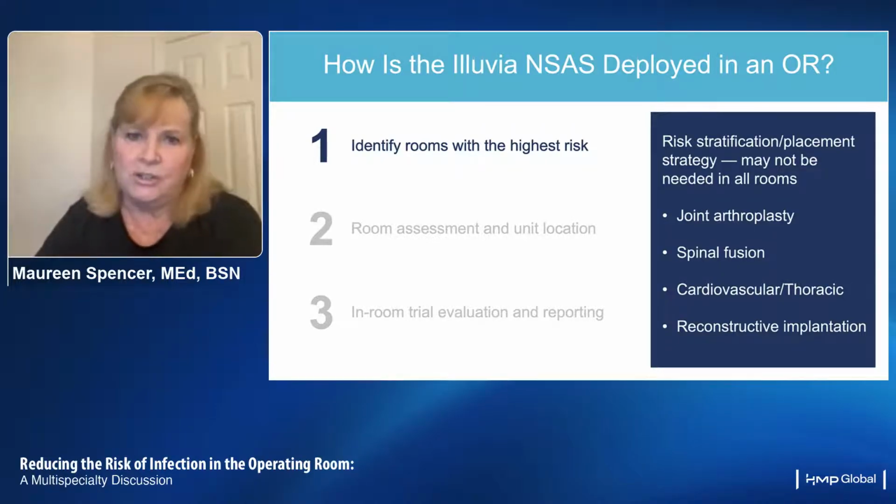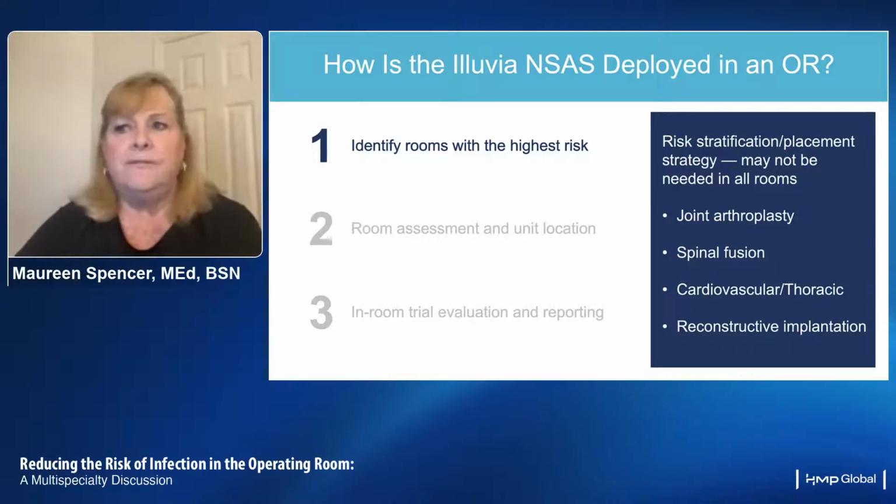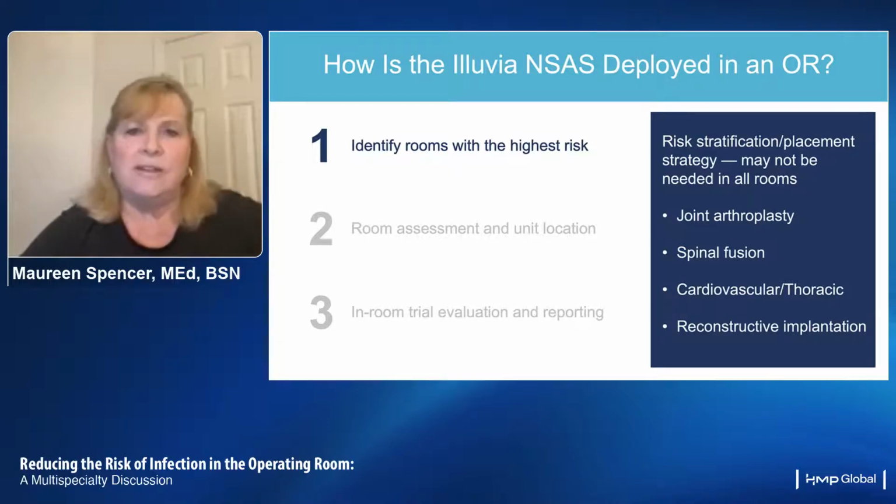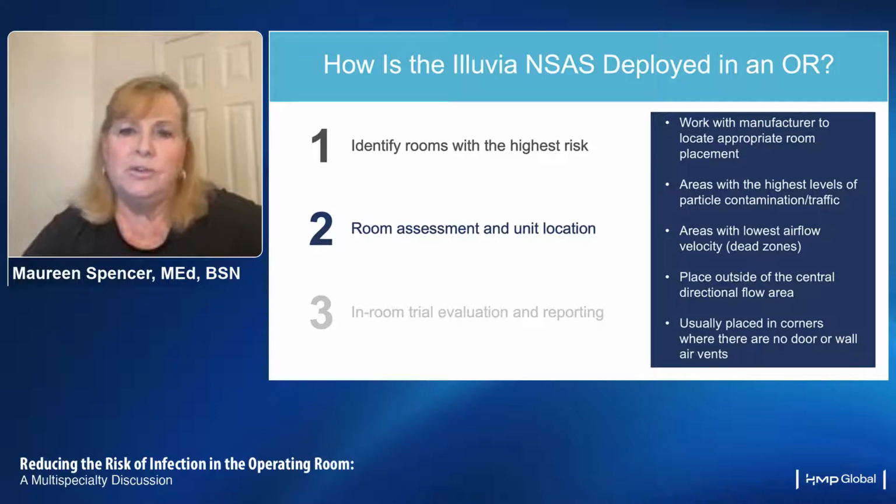They're much more challenging because of the lengths of those procedures. And also cardiovascular and thoracic are reconstructive implantation. So you want to sit down with the team and first decide, where should we start? Who's having some challenges with their SSIs, and we'll place it there. And then do the room assessment and unit location.